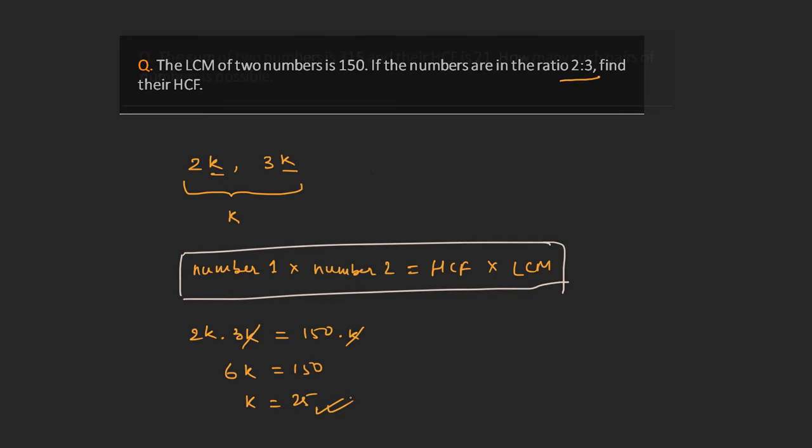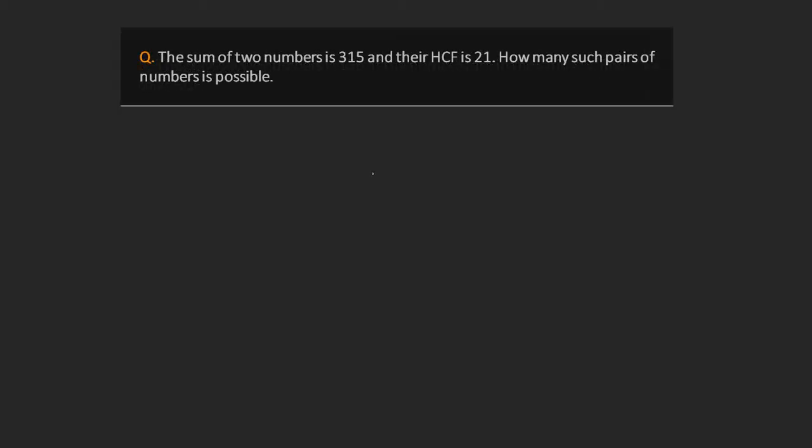Solved. Next question. The sum of two numbers is 315 and their HCF is 21. How many such pairs of numbers are possible? This again is an excellent question and requires a very good understanding of the concepts. Here's how we solve it.